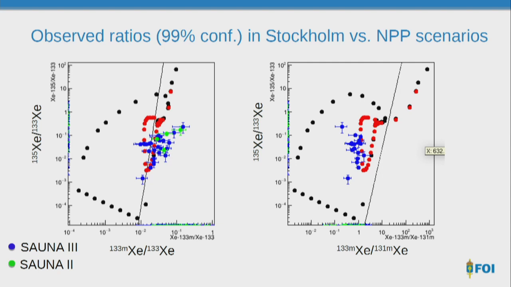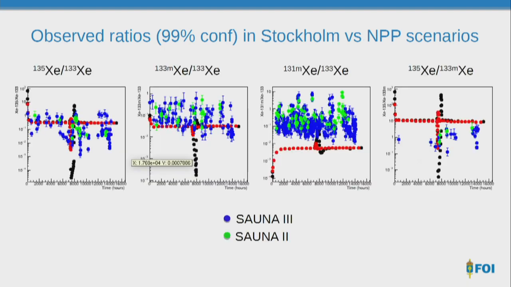And this is actually the first time we can observe all 4 isotopes at the same time in many samples. We haven't been able to do this with the Sona 2 systems. But here we have about 20 data points during this time period with all 4 isotopes, which gives us much more knowledge, I would say, about what's going on. This is the individual ratios plotted as well. Also here we have some higher ratios for the metastable isotopes, but the 135 ones are pretty much what you would expect according to scenarios.